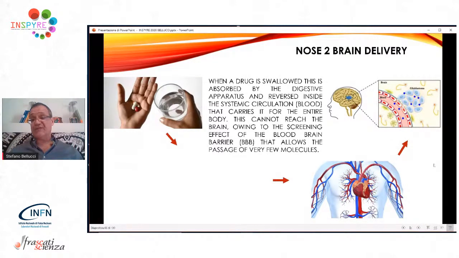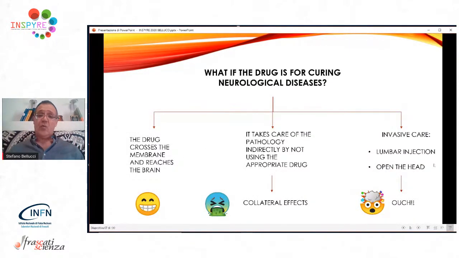That explains a lot of the difficulties we now have in treating, for instance, Parkinson's, Alzheimer's, but also depression. Dopamine is not reaching the system very efficiently. So what if the drug is for curing a neurological disease, not a headache, but a specific neurological disease? You're going to have three situations. The drug crosses the membrane happily, very rarely, and reaches the brain. Or it takes care of the pathology only indirectly because it cannot cross the blood-brain barrier, so you are not using the proper drug and you have a lot of collateral effects because you need to give a lot of the drug.